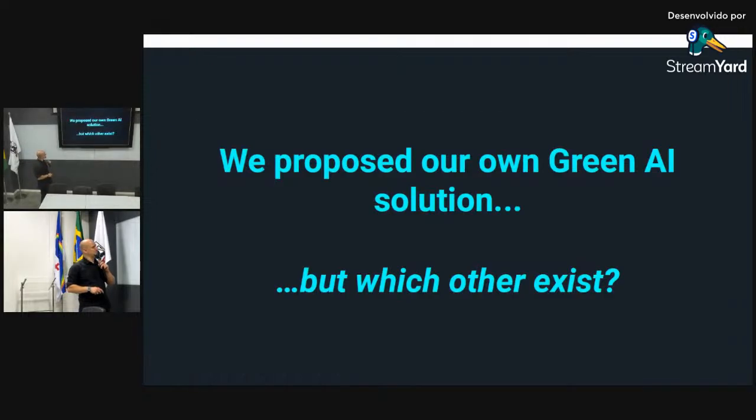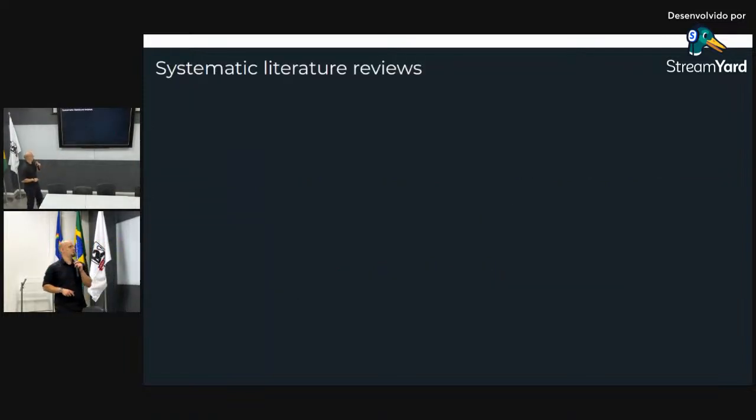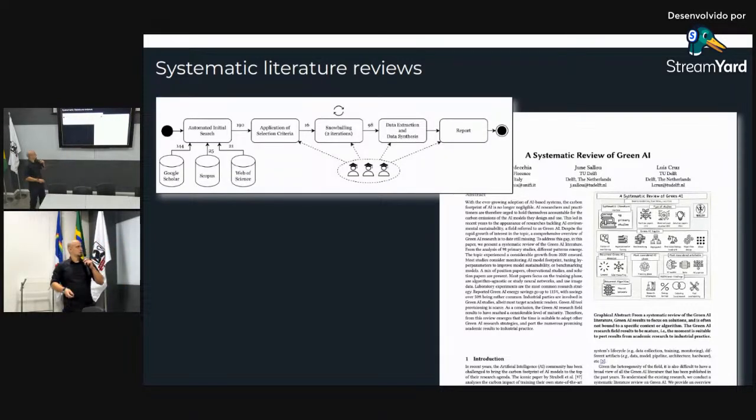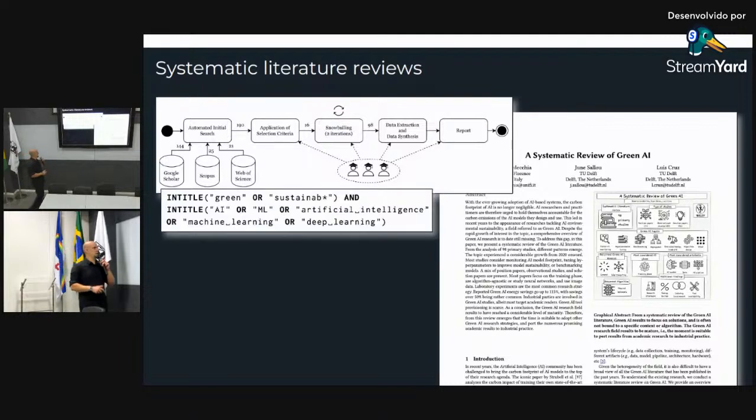So, what we did is we proposed our solution, but which other solutions exist? And again, beautiful empirical research, we have a method for that, which is called systematic literature reviews. We all know this, so I can be quick about it. This is a study we did with colleagues from Delft, and I won't bother you with how a systematic literature review works. I think most of us know it.